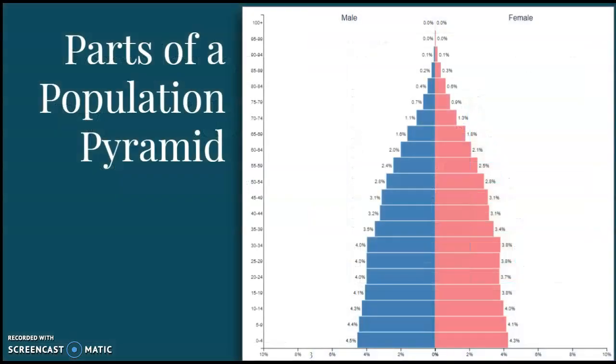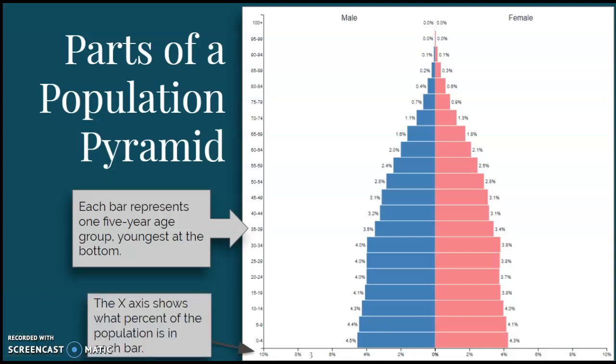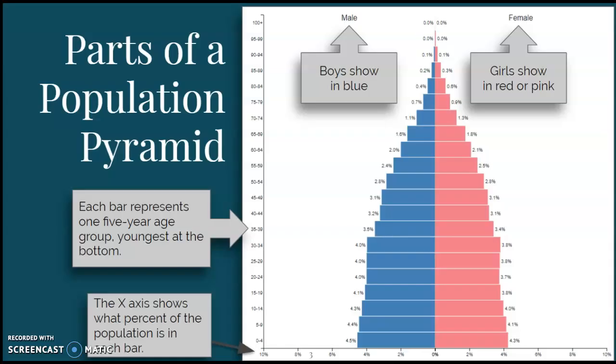First, we have to understand the parts of a population pyramid. Each bar represents one 5-year age group, the youngest at the bottom. The numbers across the bottom show what percentage of the population is in each bar. Boys are usually shown in blue on the left and girls on the right in red or pink.